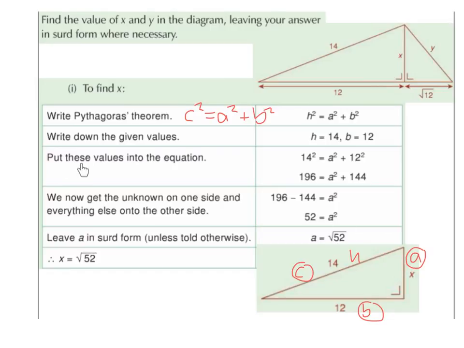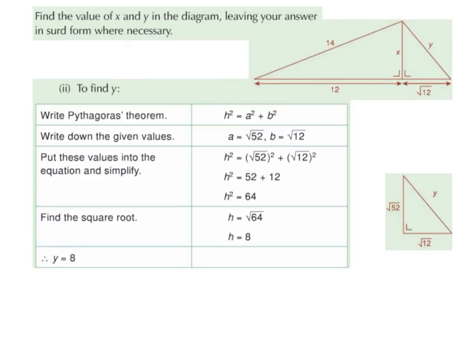So what we did was we put the values into the equation. We then got the unknown on one side, the a being the unknown, and everything else, all the numbers, onto the other side. And we left a in surd form, unless told otherwise. So if they specifically say to round off to 2 decimal places or something like that, then you can get a decimal and round it off. But otherwise you can just leave it in surd form. So therefore x is equal to root 52. So now we just have to find y.